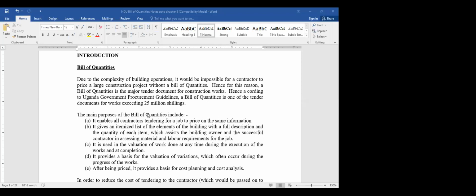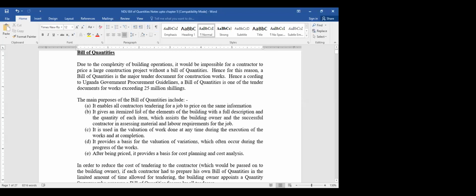Therefore here we come down to the main purposes of the bill of quantities. One, it enables all contractors tendering for a job to price on the same information. What happens is we prepare a bill of quantities for contractors to price during tendering. The client, through the quantity surveyor of the client, formulates a bill of quantities, just like we shall be doing, which has the different works that are to be done. Of these works, the different contractors price.